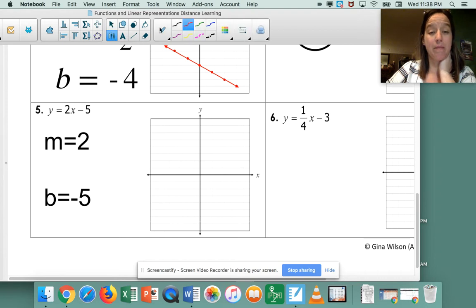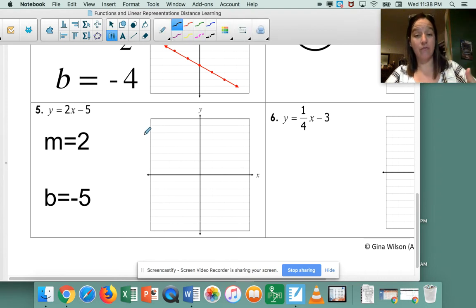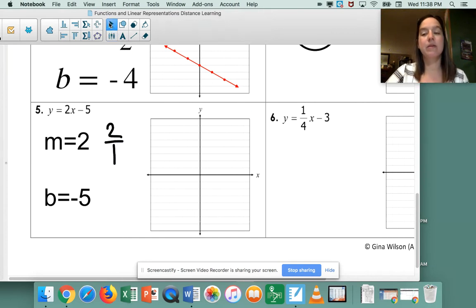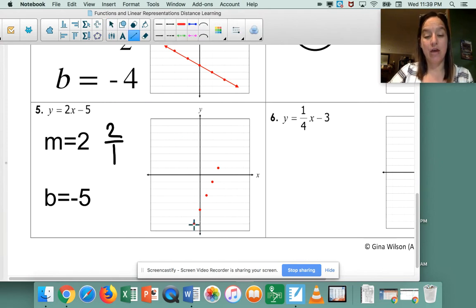What I need to remember is that with slope, I need a rise and a run. Well, if I have a whole number, what's my denominator? My denominator is 1. So this is the same thing as saying 2 over 1. They're the exact same thing, but it's very important that we understand that because after we graph the -5, I need to recognize that I can go up 2 and then I have to go over 1. So I'm going to go up 2 over 1. I could have gone down 2 over 1, whichever way, and then I'm able to go ahead and graph that.